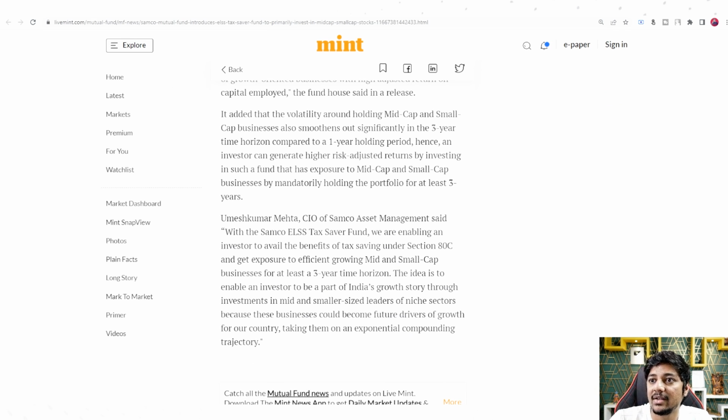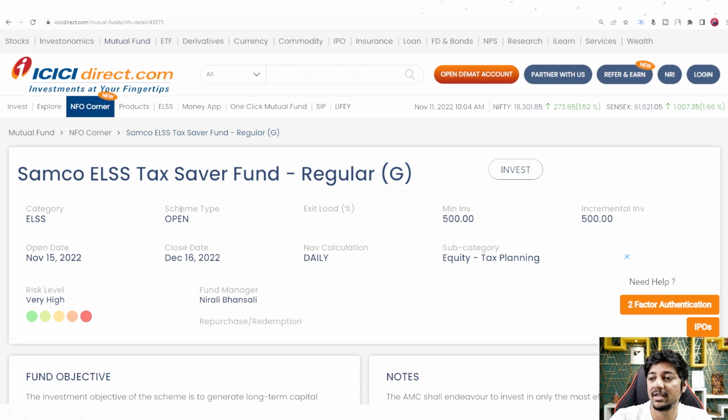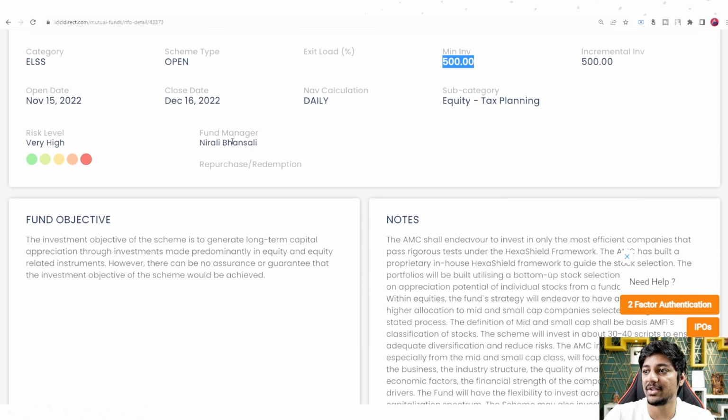Now, let me come back here and see what the fund is, and how to look at this fund. So basically, this is in the ELSS category, which is equity linked savings scheme category, right? Open, so it'll open very soon. I think it's opening on November 15th, which is in the next few days, and it's open for another 1 month, till December 16th, and they have a 500 rupee minimum investment, right, which is again very low for other people to invest in, and the fund manager is Nirali Bansali.